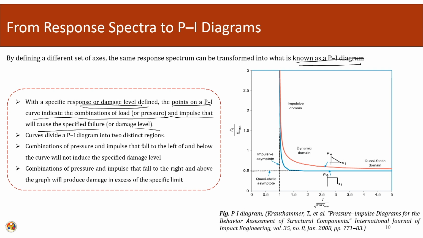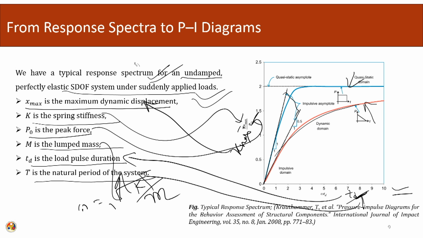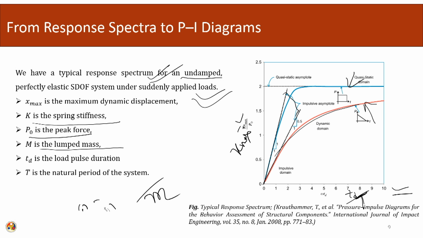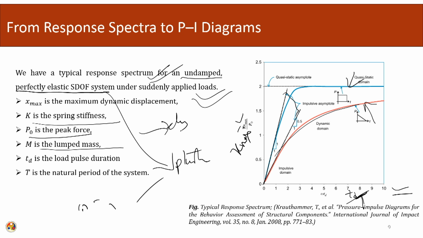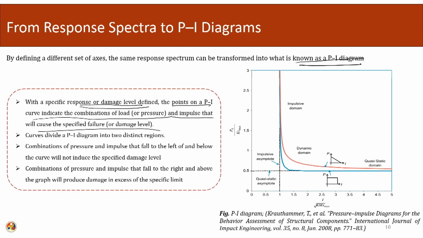Here we are saying that the system remains in a perfectly elastic stage, and for that we have created a response spectrum. We can create a similar response spectrum for a plastic stage, or for an elastoplastic state. Depending upon the damage level we can define a different response spectrum, and after that, taking the same response spectrum and representing it on different axes, we can construct the PI diagram.